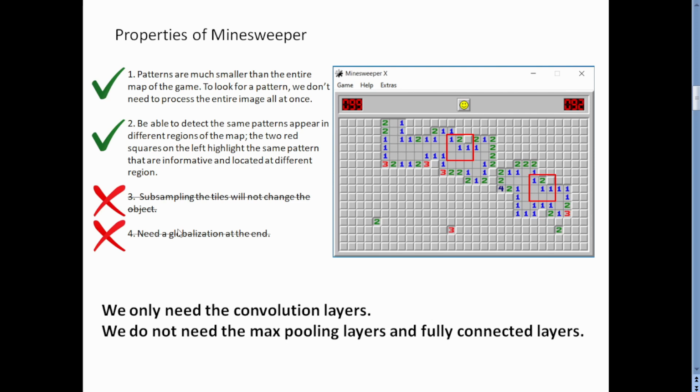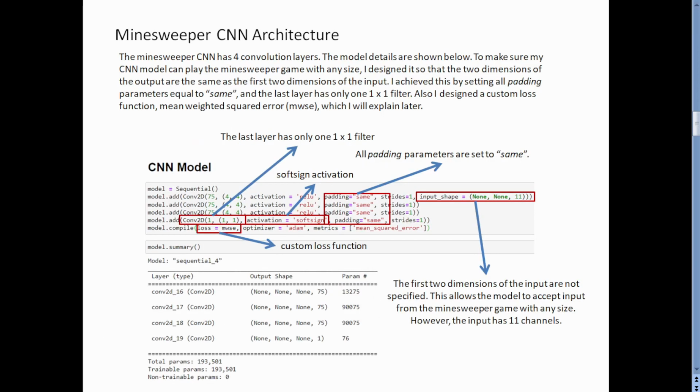Because Minesweeper only has properties 1 and 2, we only need the convolution layers, and we don't need the max pooling layers and fully connected layers. Notice that not needing the fully connected layer is the key to making our CNN model agnostic to the input size, meaning our CNN model can accept input of any size. After understanding the Minesweeper properties, let's talk about the CNN architecture in detail.